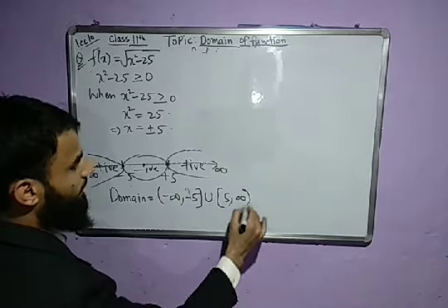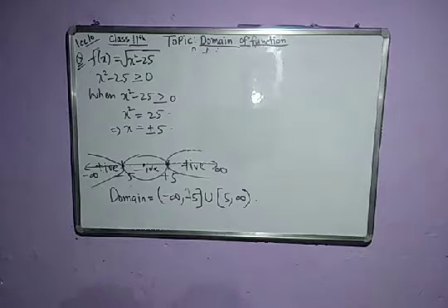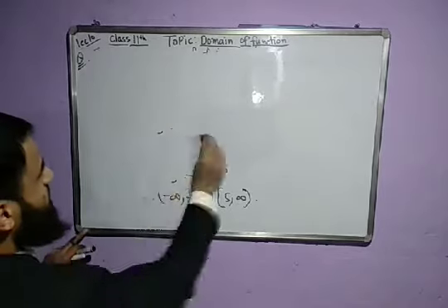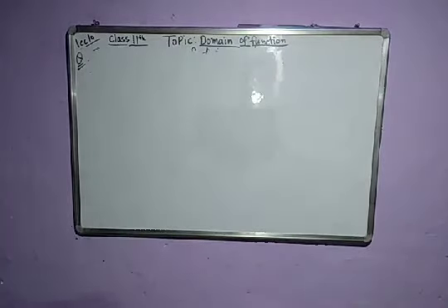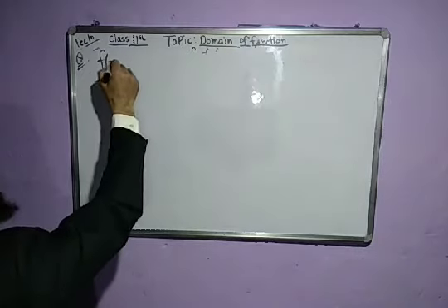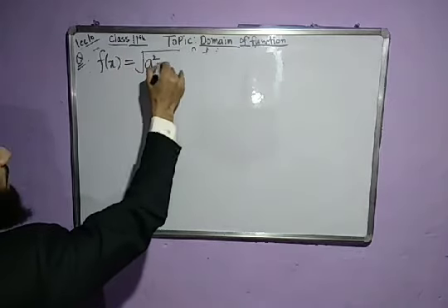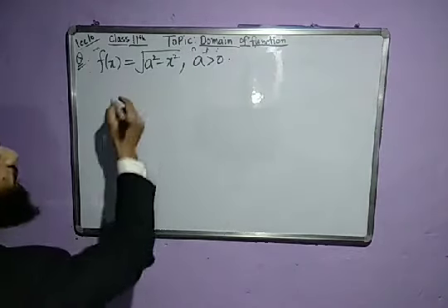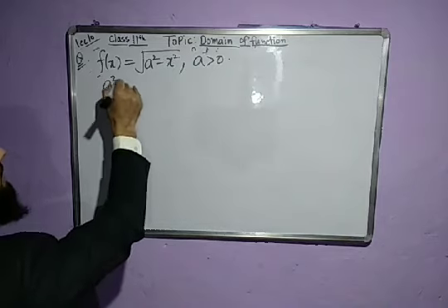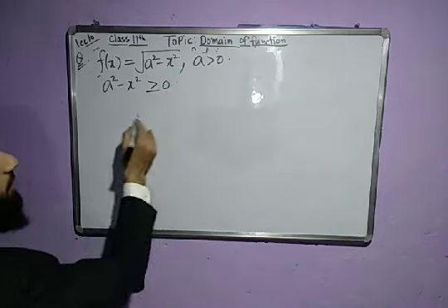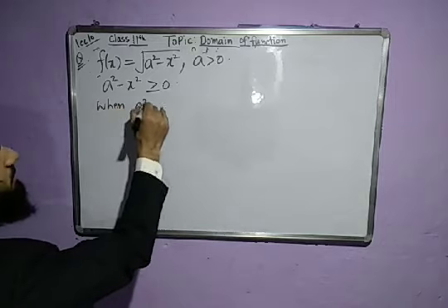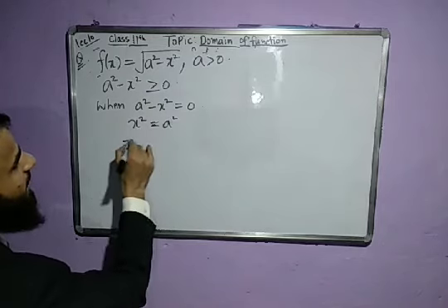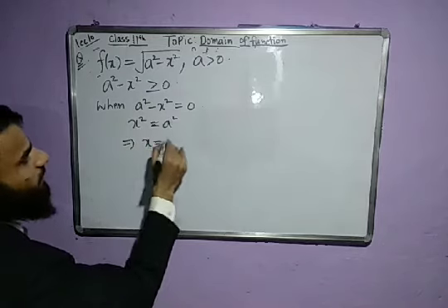Okay, let us solve another question. I have a question. f(x) is equal to under root of a square minus x square, where a is greater than 0. You have to find the domain. For this function to be defined, a square minus x square should be greater than or equal to 0. When a square minus x square is equal to 0, what will be the roots? x square will be equal to a square, and I will get x equal to plus or minus a.